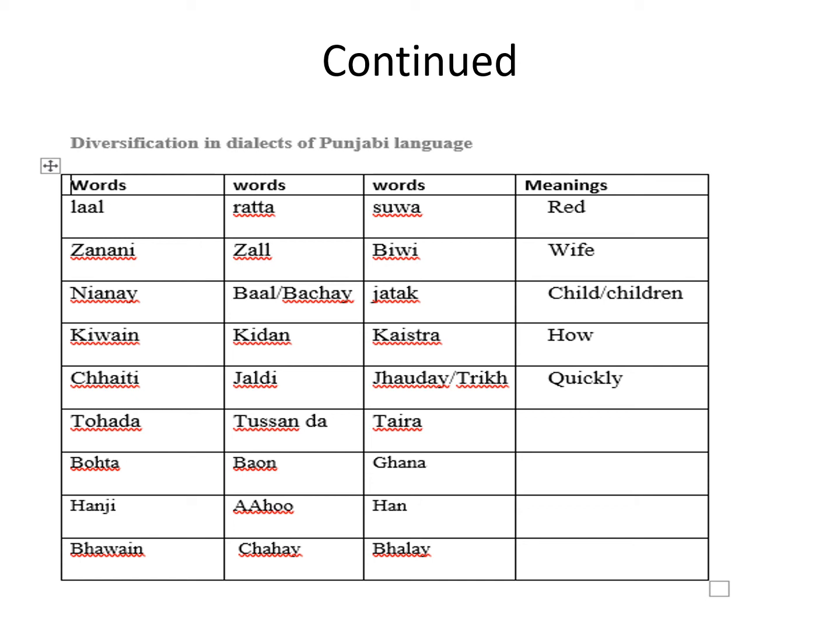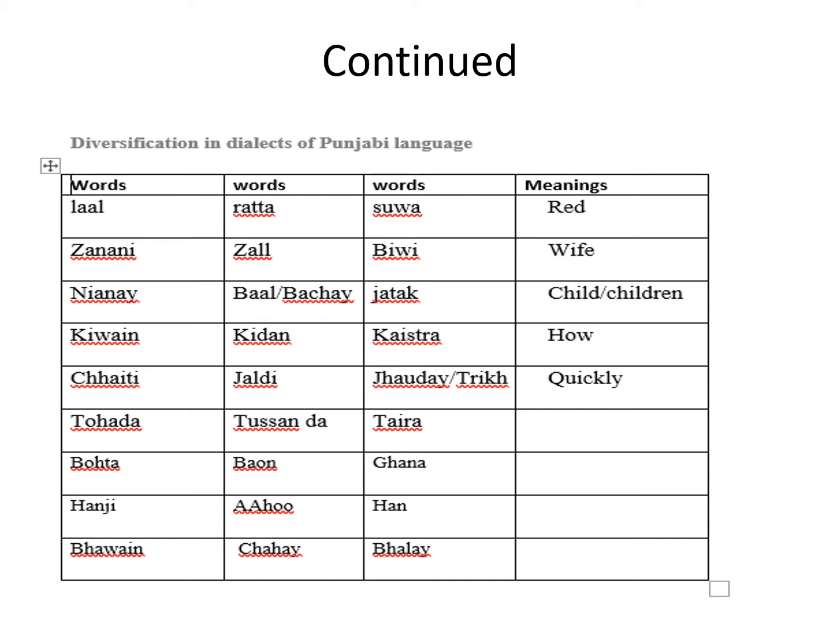The next word, kive, how in English, what we say how, kive, or kidda, or kistra, okay, how. What is the next word? Cheti, yes, cheti, jaldi, or chode, quickly, jaldi se, immediately. The next word is thwada, tusarda or tusada or tera. In English, we will say yours.